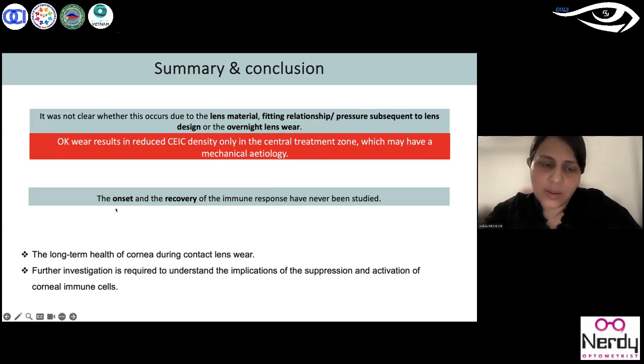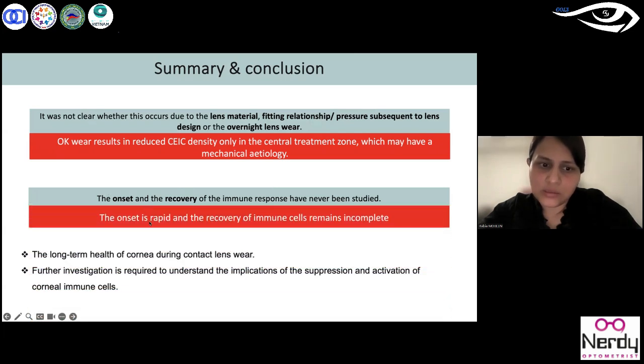And when this started happening in the cornea, it was rapid. Our first time point was 1 month and the changes had already occurred. So it might have occurred earlier, but we did not examine these participants. So this onset is rapid. And do they recover fully? The answer is no. When we examined these participants after 3 months of lens cessation, we still found that the immune cell density was not similar to baseline. So the cells remain lower than the baseline values, and the immune cell recovery remains incomplete.